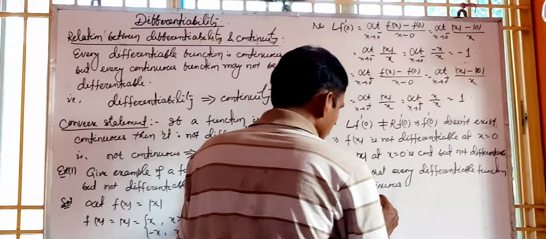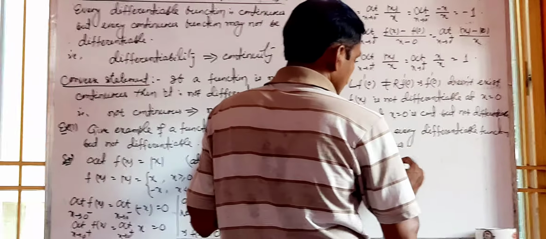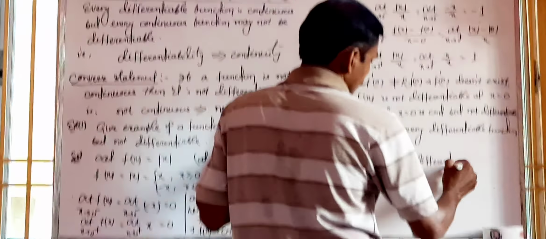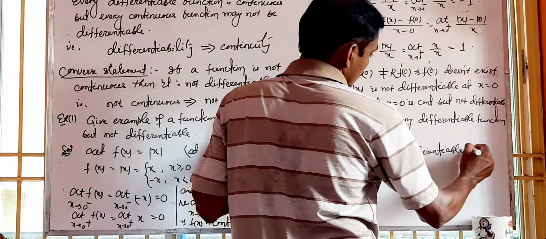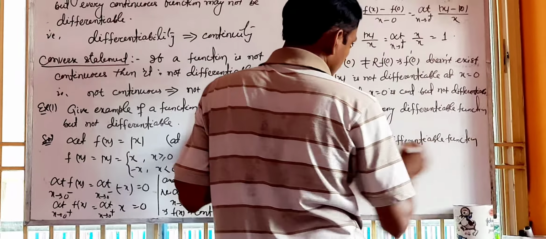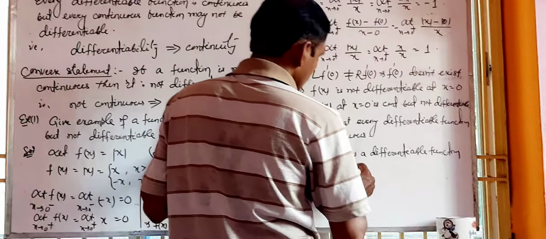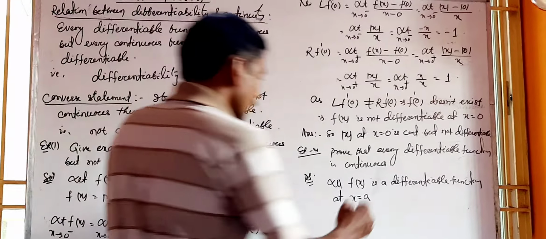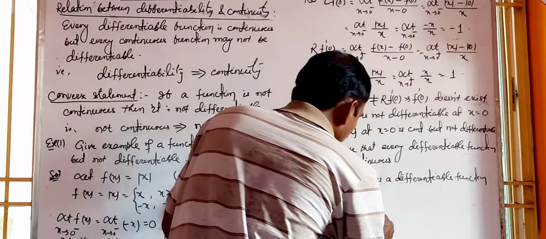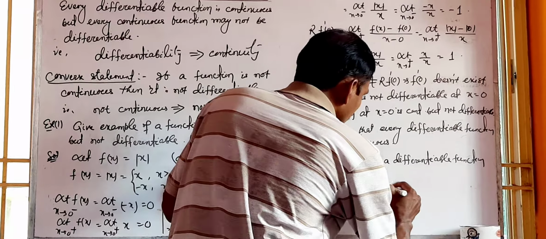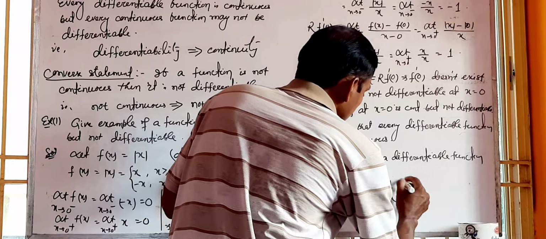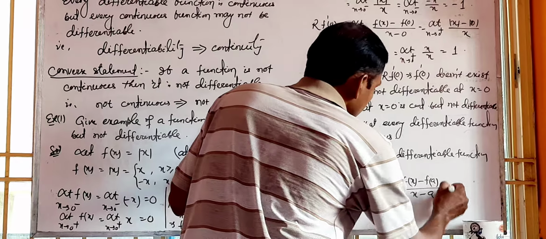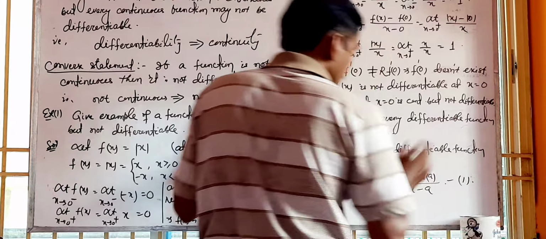Like, f of x is a differentiable function at x equal to a. So when it is differentiable, when the derivative exists, that is, we have given f dash of a equal to limit x tends to a, f of x minus f of a by x minus a. It is given. Suppose this is our first condition.